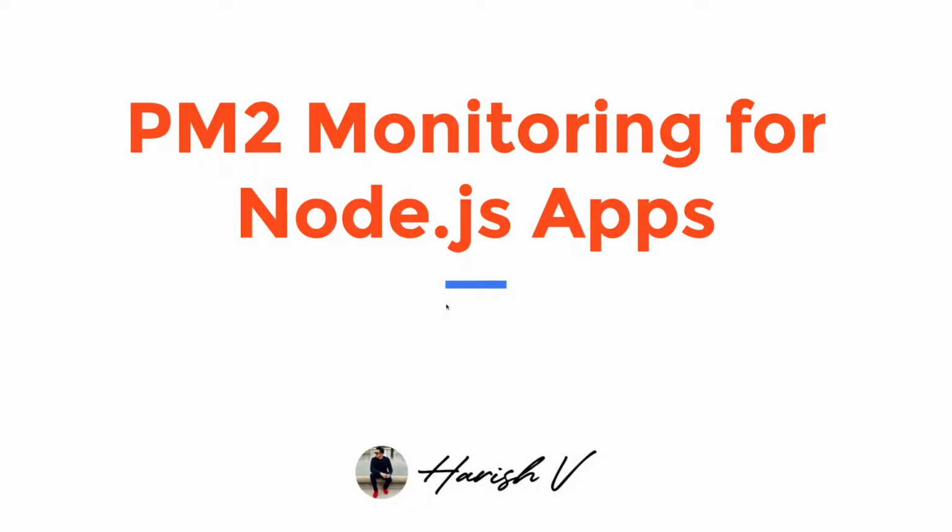Hi everyone, in this video we'll be taking a look at how we can implement PM2 monitoring for Node.js applications. So PM2 is a process manager which helps us to monitor Node.js applications, and also it has a lot of different features. For example, if your Node application exits because of an error or exception, PM2 will be able to automatically restart your application.